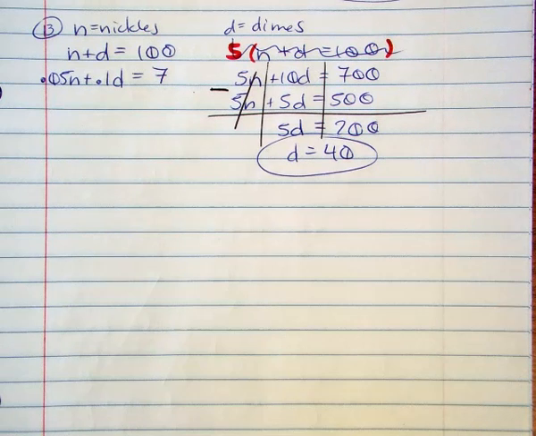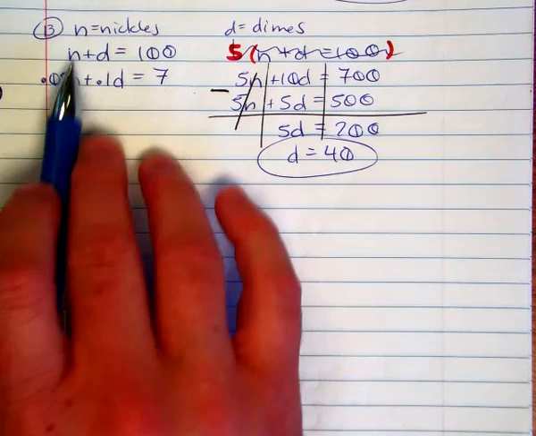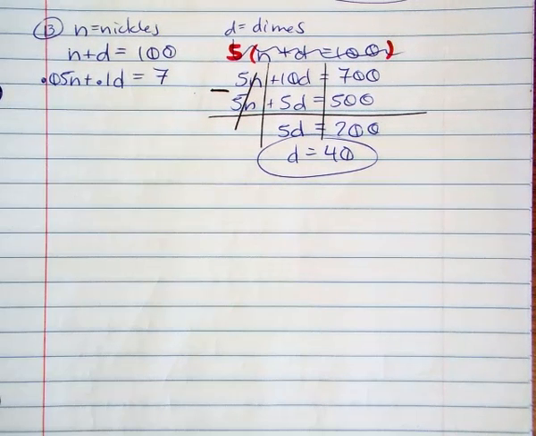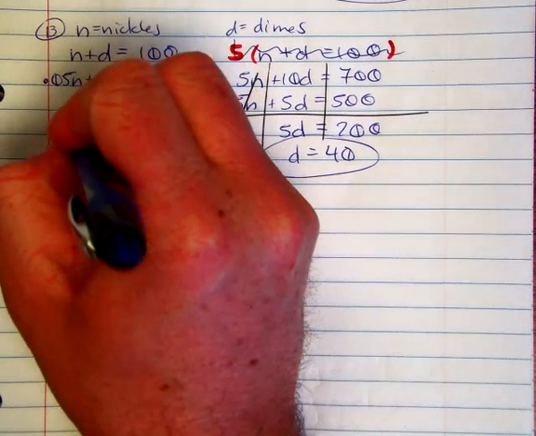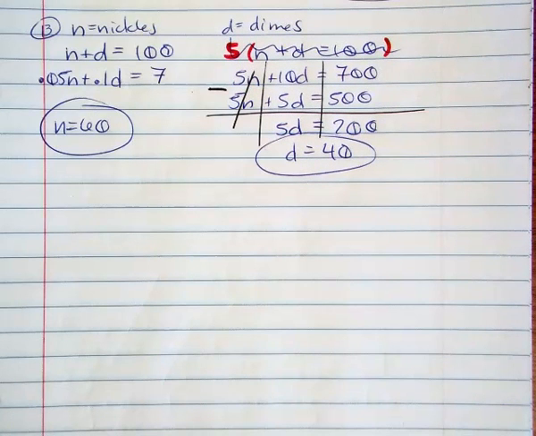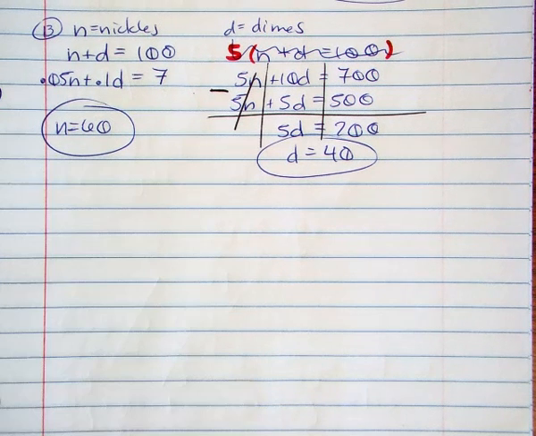Going back to the very first equation, if there are 40 dimes, how many nickels do I need to make 100 total? 60. So there are 60 nickels. You do not put this into an XY coordinate. That doesn't make any sense. You're not graphing this. It's asking you a very straightforward question. How many coins of each type? 40 dimes, 60 nickels. So we are done.